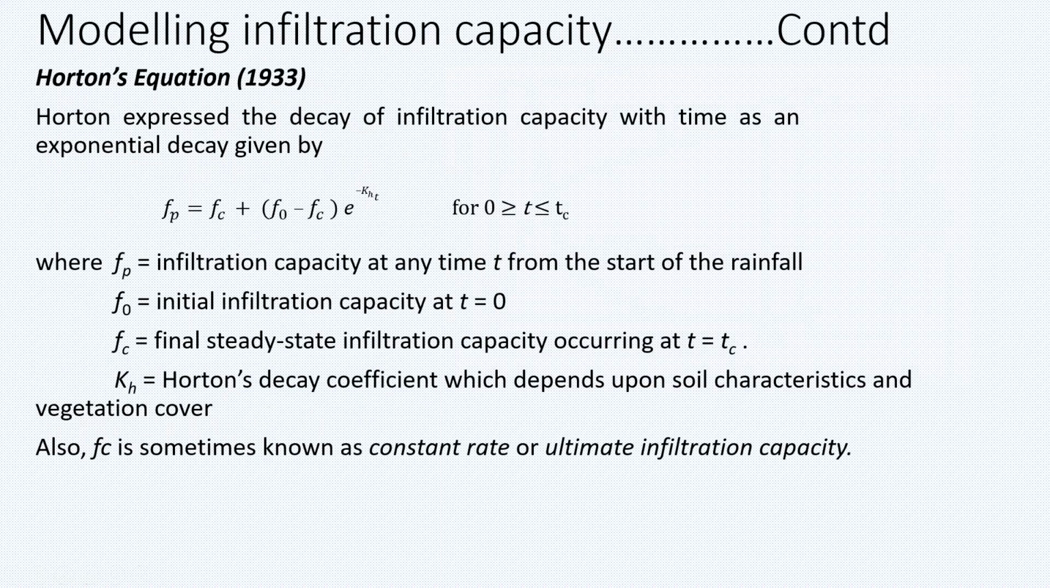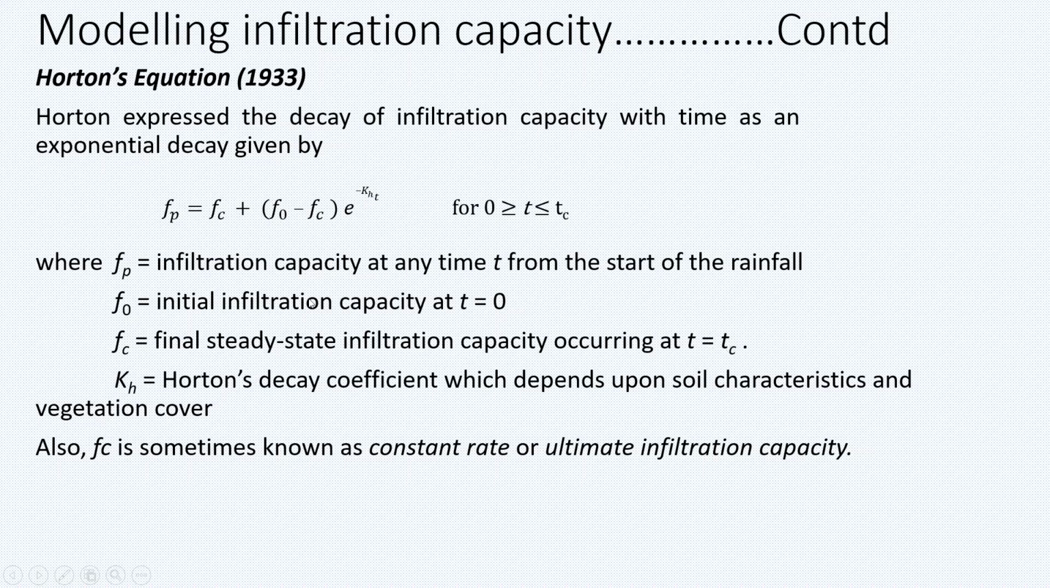Now, one model is proposed by Horton in 1933. It is called Horton's equation. So now this is there in your course material. It says FP equals FC plus (F naught minus FC) into e to the power minus kh times t. Now here FP is the current infiltration capacity at a given time. F naught is the initial infiltration capacity at t equals naught. FC is the final steady state infiltration capacity occurring at t equals tc, which I have just shown before.